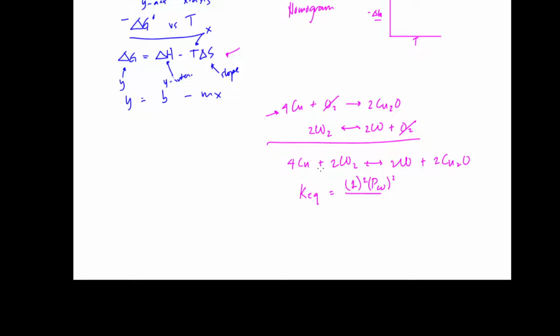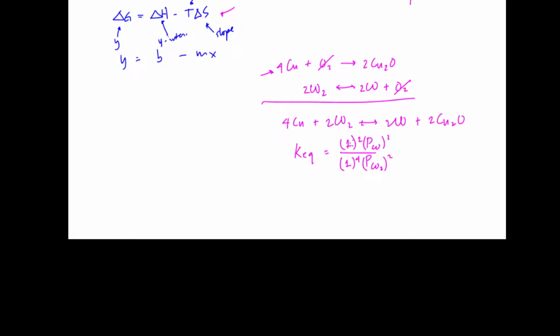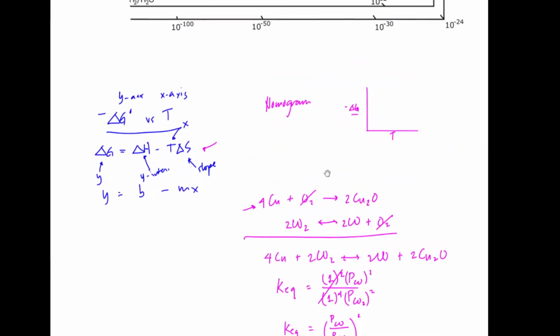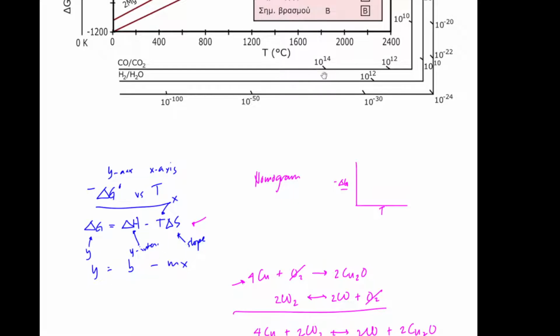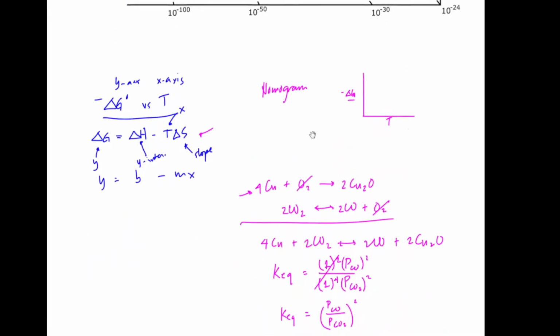Then, we also have this 4. So, below, this is our reactant side. Cu is a pure condensed phase. Therefore, 1 again, 1 to the 4. Then, CO2 is a gas. So, therefore, PCO2 squared. Now, if you simplify that, we have PCO over PCO2 raised to the power of 2 for KEQ. And that's why the answer we get here, if you use the nomogram, is a CO-CO2 ratio.